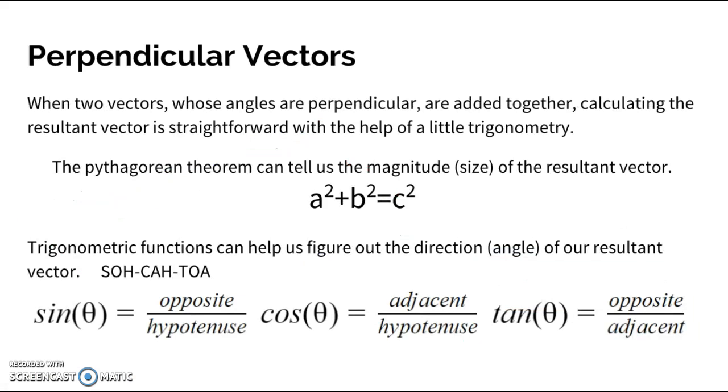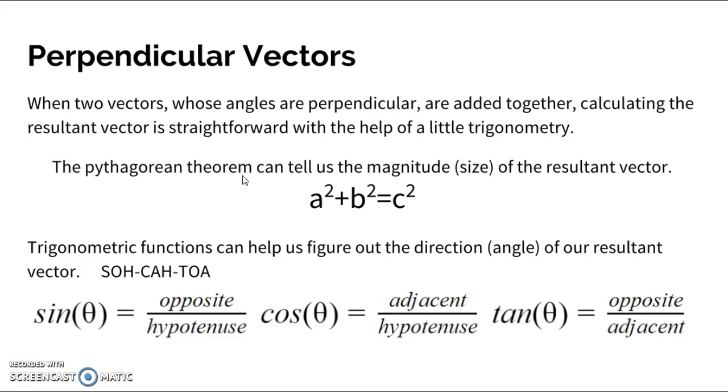We will also be using perpendicular vectors a lot in this class. That's basically taking two vectors that are at a 90 degree angle with respect to each other, and when we add them together, it makes the resultant vector easy to calculate its magnitude and direction because we can use right triangles. Just to remind us, the Pythagorean theorem tells us that we can find the magnitude of this resultant vector, the hypotenuse of our vector triangle, so to speak. We can use the Pythagorean theorem: a squared plus b squared equals c squared, where a, b, and c are the size of the vectors.